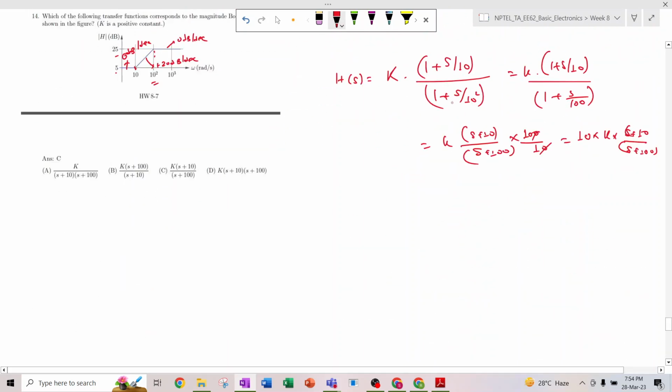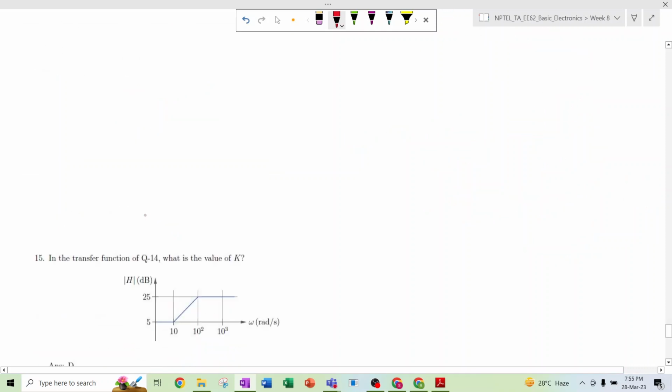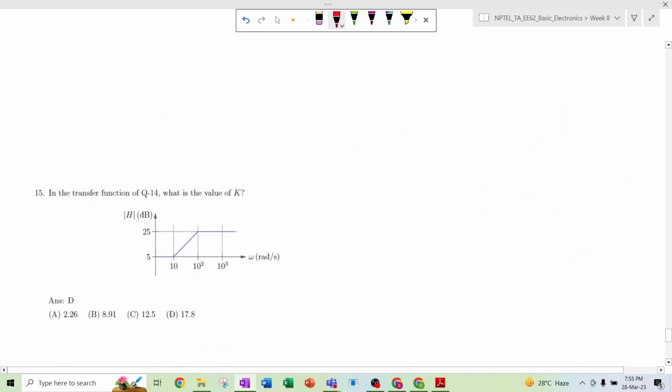Okay, so if we consider this as k dash, because it's a constant k dash, so 10 times k dash we can consider as k, and it is (s plus 10) divided by (s plus 100). So the correct answer will be option C, k (s plus 10) by (s plus 100). Okay. So in the transfer function of question 14, what is the value of k?